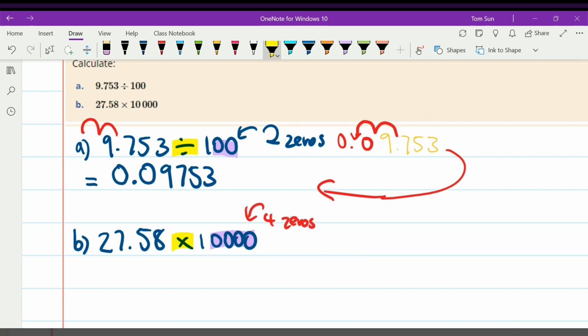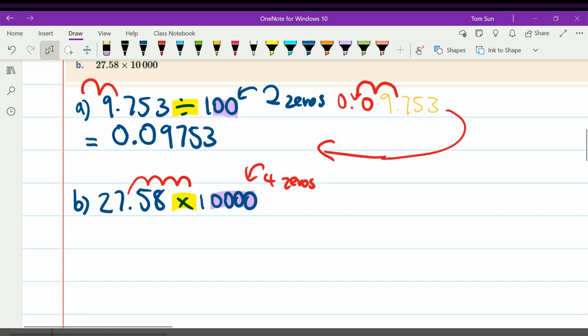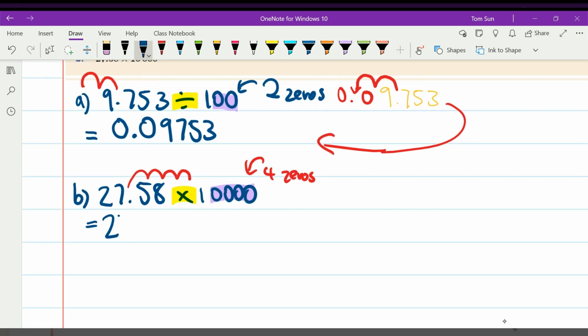And I also see multiplication, so this number's getting bigger, which means the decimal point has to go right. So now I'm moving this decimal point right 4 times. 1, 2, 3, 4. If it jumps over but there's no number to jump over, that becomes a zero. So this answer actually becomes 2758, and then the two zeros that I skipped, and then this is your answer.